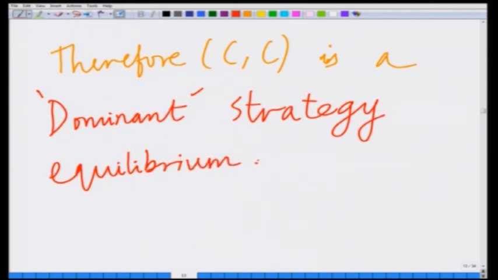It is not necessary that whenever there is a Nash equilibrium, it is a dominant strategy equilibrium, but in this case it happens that C comma C is composed of two dominant strategies, where C is a dominant strategy or a dominant action for each player. Such a Nash equilibrium in which each player is playing his dominant strategy or dominant action is also known as a dominant strategy equilibrium.